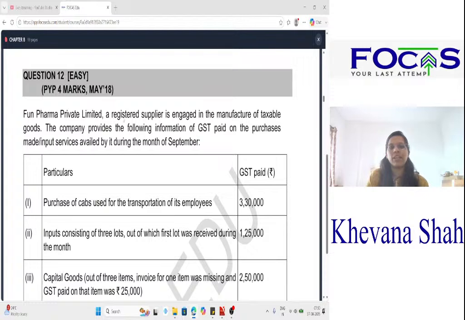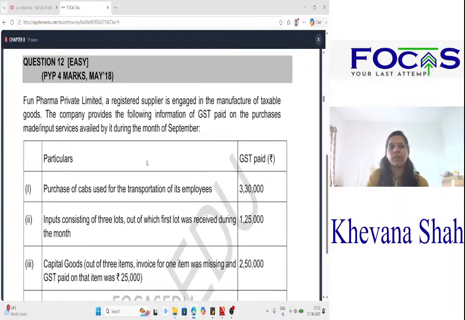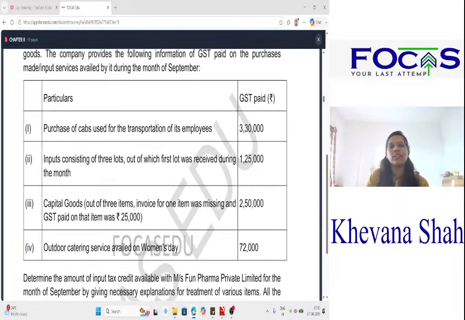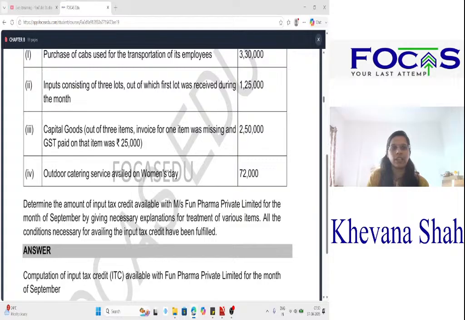Fun Pharma Private Limited, a registered supplier, is engaged in the manufacture of taxable goods. The company provides the following information of GST paid on the purchases made and input services availed by it during the month of September. You are given the purchase of cabs used for transportation of its employees, 3,30,000. Then inputs consisting of 3 lots, out of which the first lot was received during the month, 1,25,000.